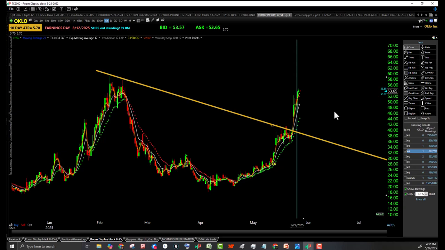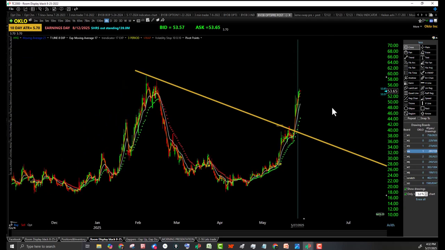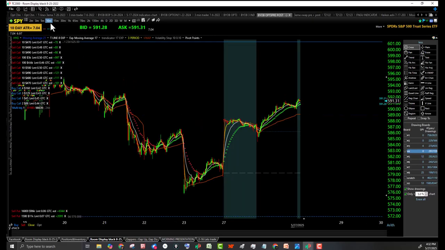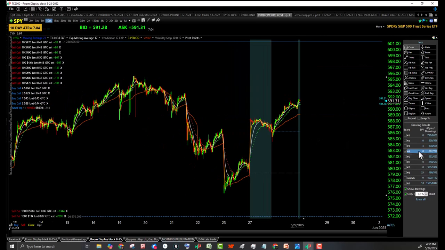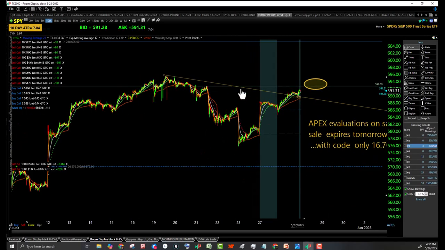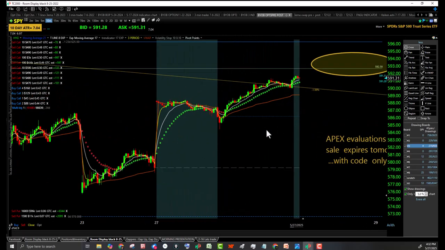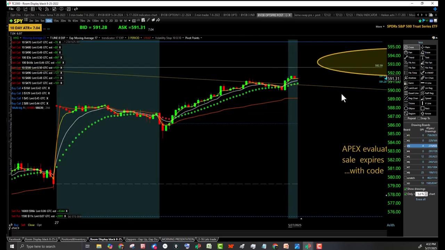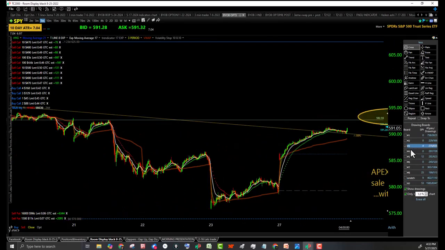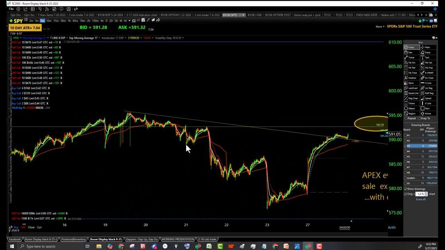Just like today on SPY, we have a downtrend. If I can find it. There it is. Okay, so there's our downtrend line. We come into it. Let's take a look at this. This is number 3. Okay, so here's number 3.